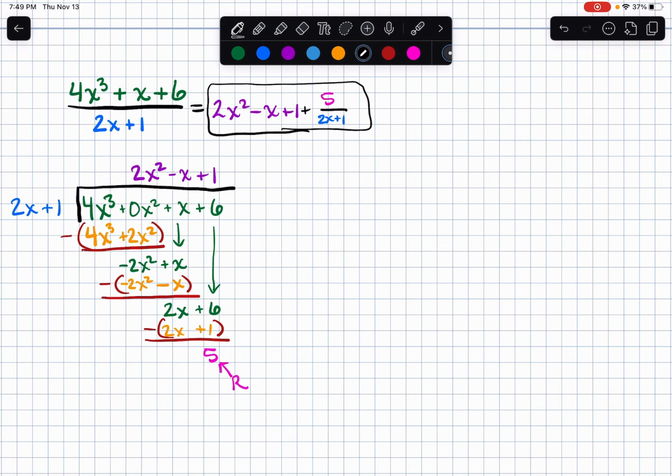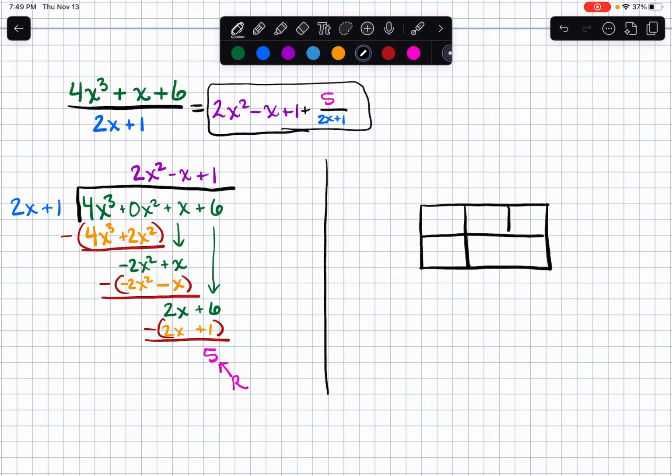And now let's do the same problem using the box, kind of grid method. So my leading term of my dividend is x cubed. That tells me I need 3 columns. My divisor is a binomial. That means I need 2 rows. I'm going to put my leading term right here. So 4x cubed. 4x cubed divided by 2x gives me 2x squared. 2x squared times 1 gives me 2x squared.